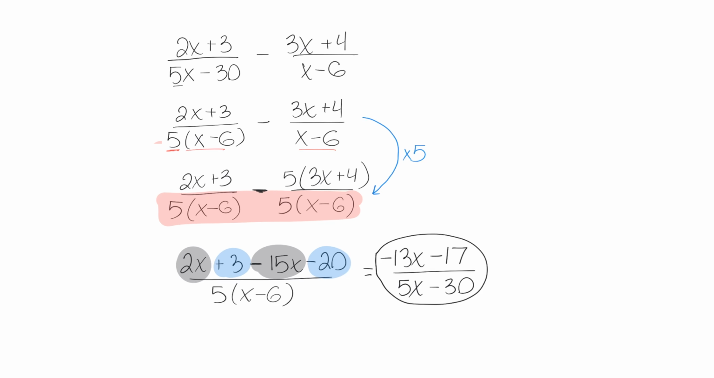So just to go through that one more time, I factored out my 5. I multiplied this side by 5 to get common denominators. Because I had a binomial in the top, I put it in brackets to multiply it by the 5. And then we had to distribute the 5 into the bracket. And we had to subtract everything. So we had to subtract 15x and subtract 20. We collected our like terms and landed on our answer.